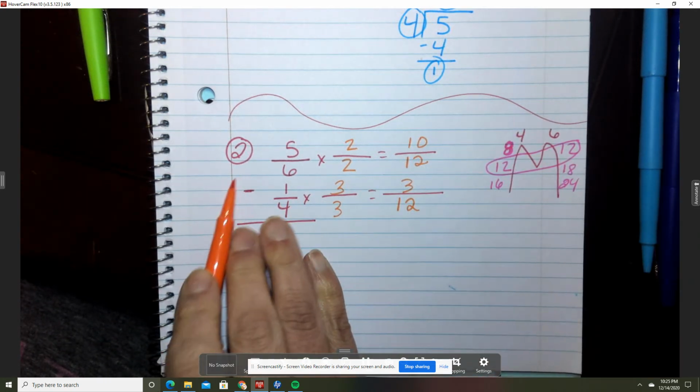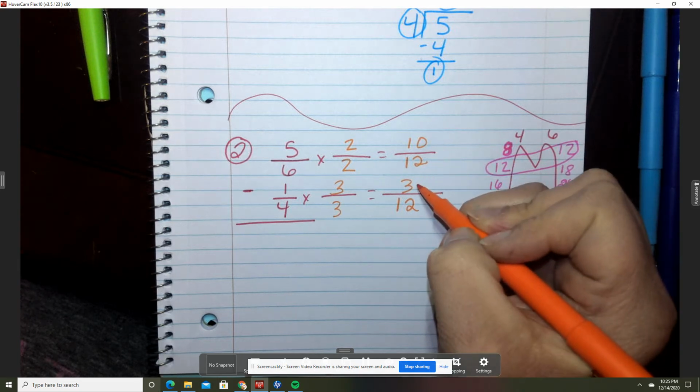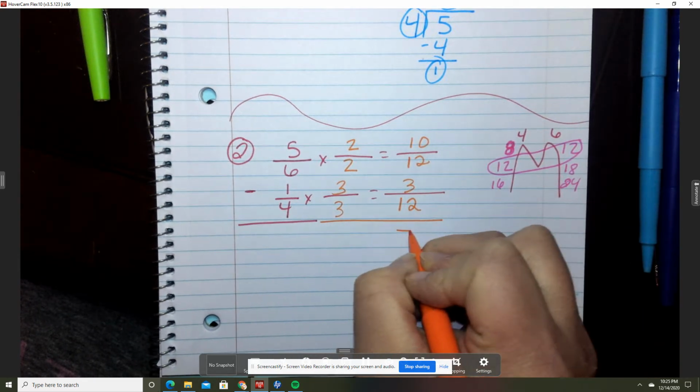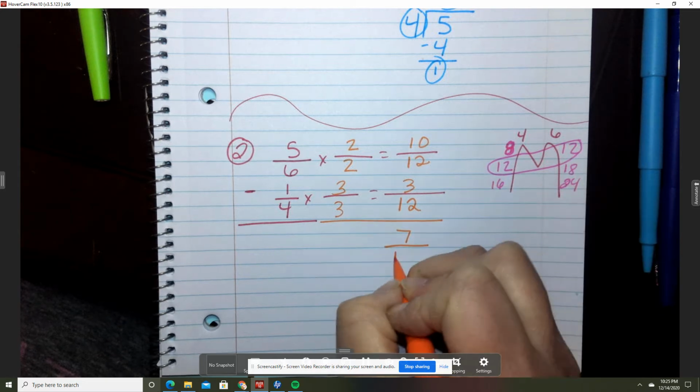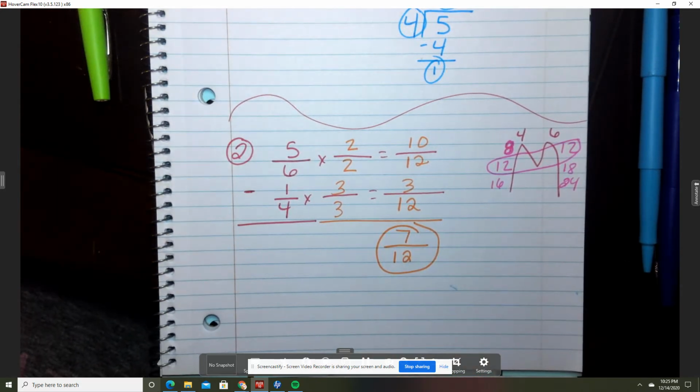All right, so watch your sign, and we're going to subtract that. 10 minus 3 is 7. And then our denominator is 12. And you are all done there. All done.